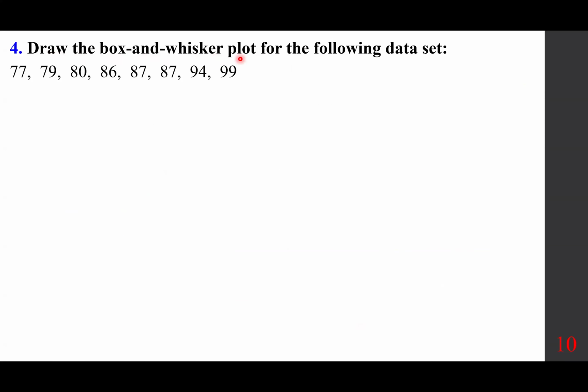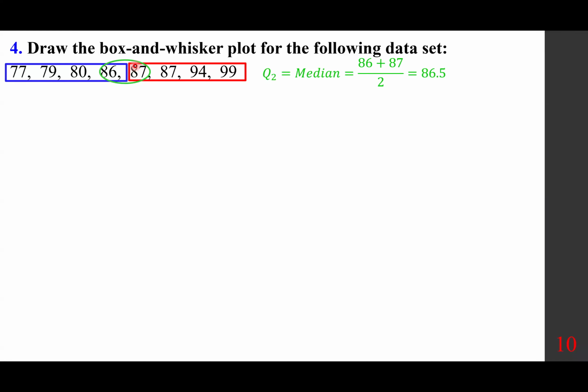Draw the box and whisker plot for the following data. First and foremost, we should rank it. It is ranked already. Sometimes they give us ranked data just to save time. So we have the minimum, we have the maximum. Now we need to find Q sub 1, Q sub 2, and Q sub 3. So we cut it into two pieces. The median is in between these two. So 86 and 87 divided by 2, or 86.5.